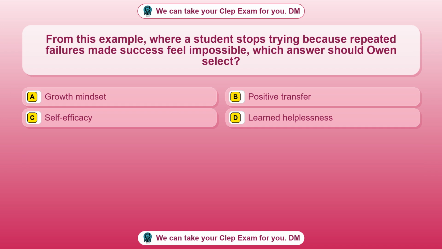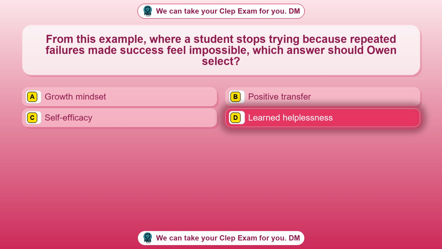Question 31. From this example, where a student stops trying because repeated failures made success feel impossible, which answer should Owen select? Option A, growth mindset. Option B, positive transfer. Option C, self-efficacy. Option D, learned helplessness. The correct answer is option D, learned helplessness.